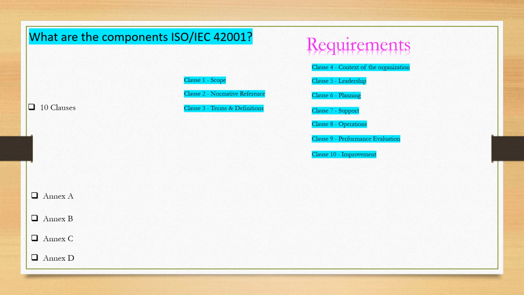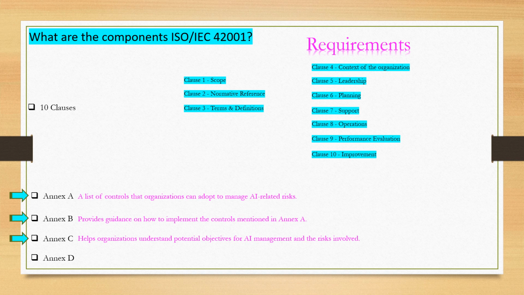Let us now discuss the annexes. Annex A is a list of controls that an organization can adopt to manage their AI related risk. Annex B provides guidance on how to implement the controls mentioned in Annex A. Annex C helps the organization to understand the potential objectives for AI management and the risks involved. And finally, Annex D provides sector-specific guidance on applying AI management principles.